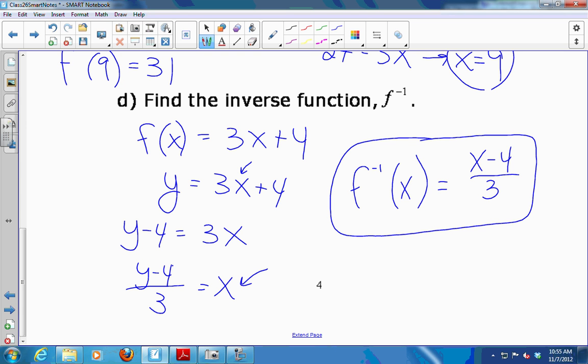So f inverse is just a function that undoes what f did. So f took x as an input and it multiplied by 3 and added 4. So f inverse is going to undo that, and it's going to subtract 4 and divide by 3. Right? To undo what was done to x, you undo in the reverse order of what was done.